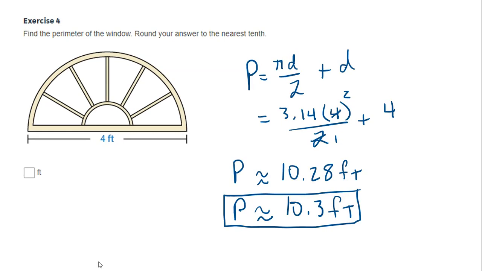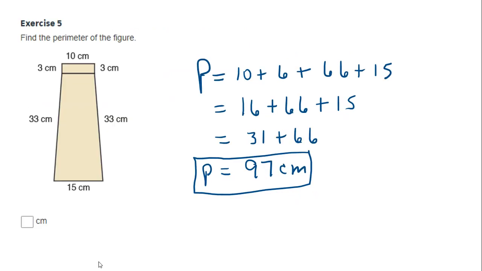Find the perimeter of the window, round your answer to the nearest tenth, and you see that my final answer is rounded to the nearest tenth, and you can see the work that I did. Problem number 5, find the perimeter. I just got to add those numbers correctly. If I do, I'll get the right answer.